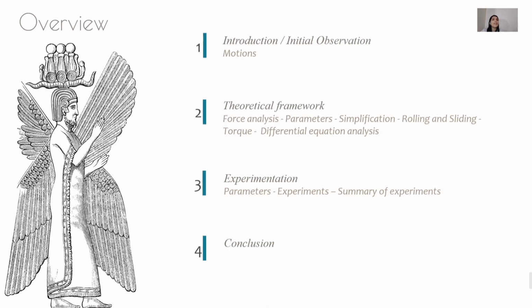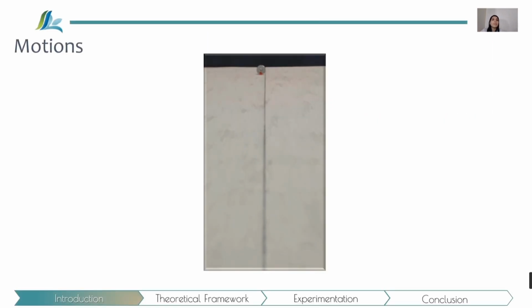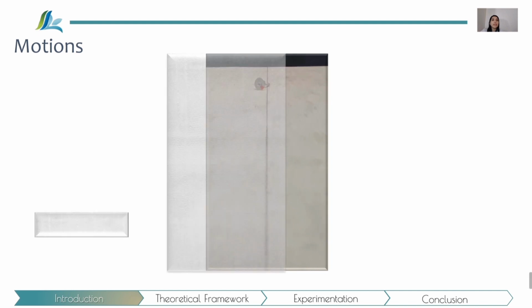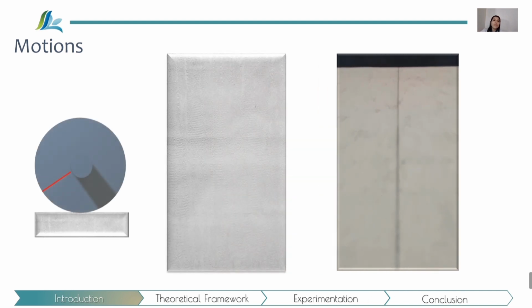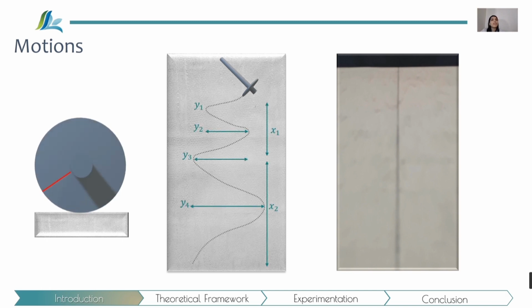This is our overview, and let's start with the introduction. As it can be observed, the screw has two different types of motions. One of these motions is related to the rolling of the screw and the other to the slipping, sliding, and oscillations of it. The growing oscillation happens in the y-axis and there is an acceleration in the x-axis.